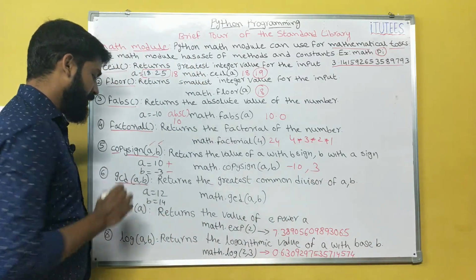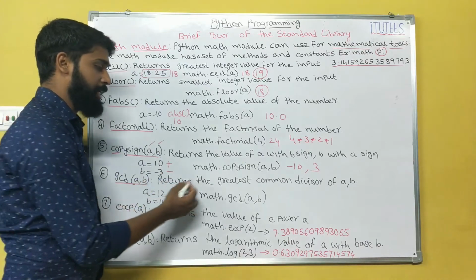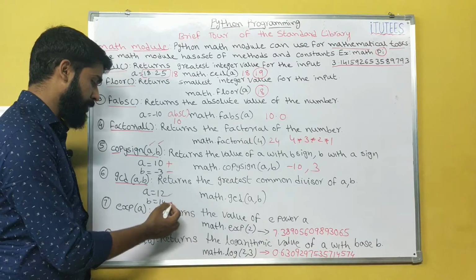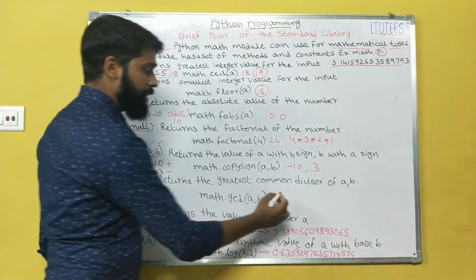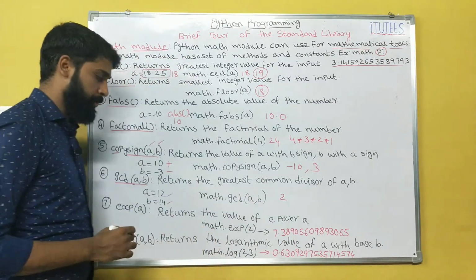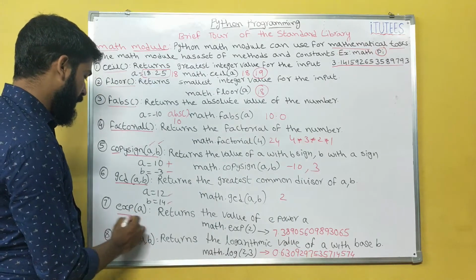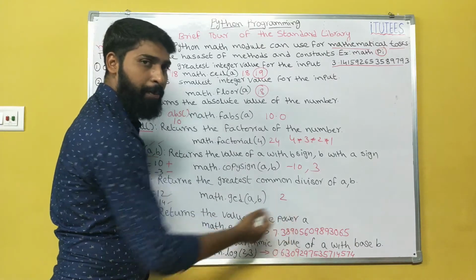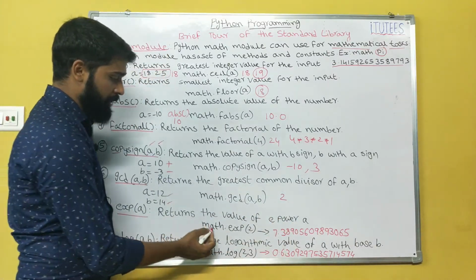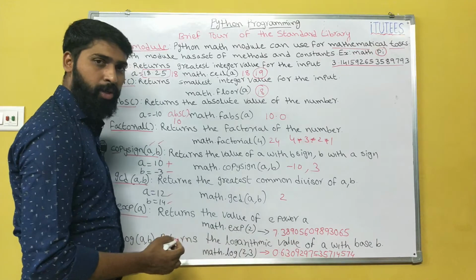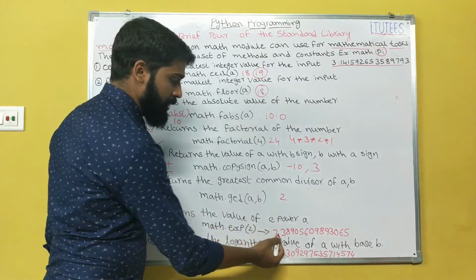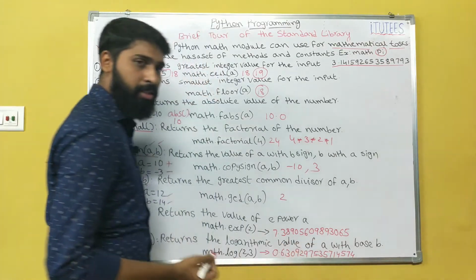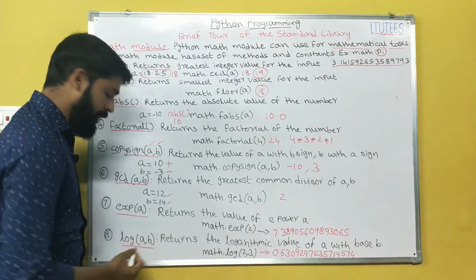Next one, gcd of A comma B. It returns the greatest common divisor of A and B. If I give A equals 12, B equals 14, then it returns 2 as output. Exponential, exp of A, returns the value of e power A. In this case, math.exp of 2, that means e power 2, returns 7.38905609893065.